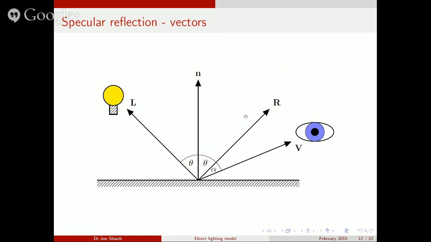If v is close to r, that means alpha is small, and we should see specular reflection coming back to our eye. If v and r are far apart, that angle alpha should be large, and therefore we shouldn't really see much reflection. It's like tilting a mirror around. If you've got a mirror and you tilt it around, you'll see the light hitting the mirror and going into your eye. So that's what we're going to use for our model of shiny surfaces.